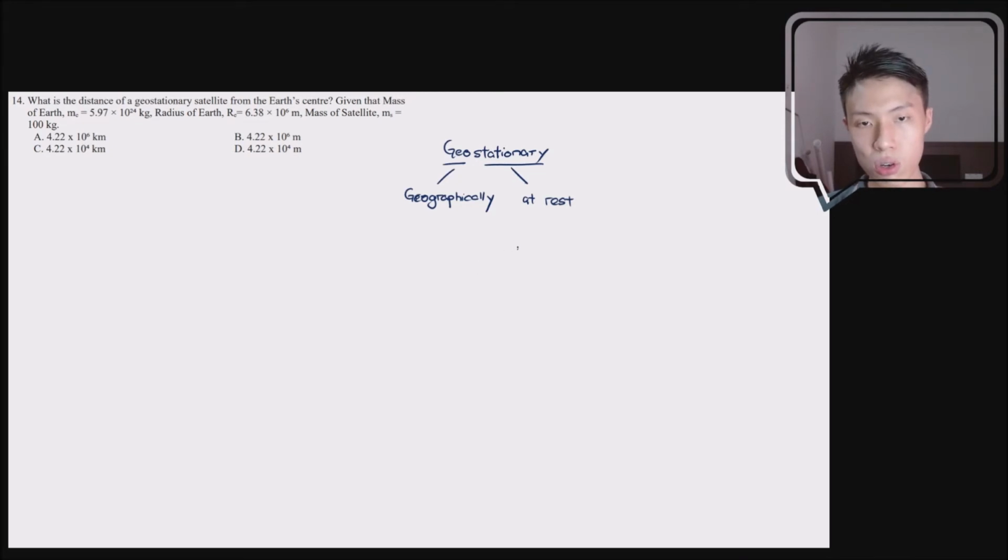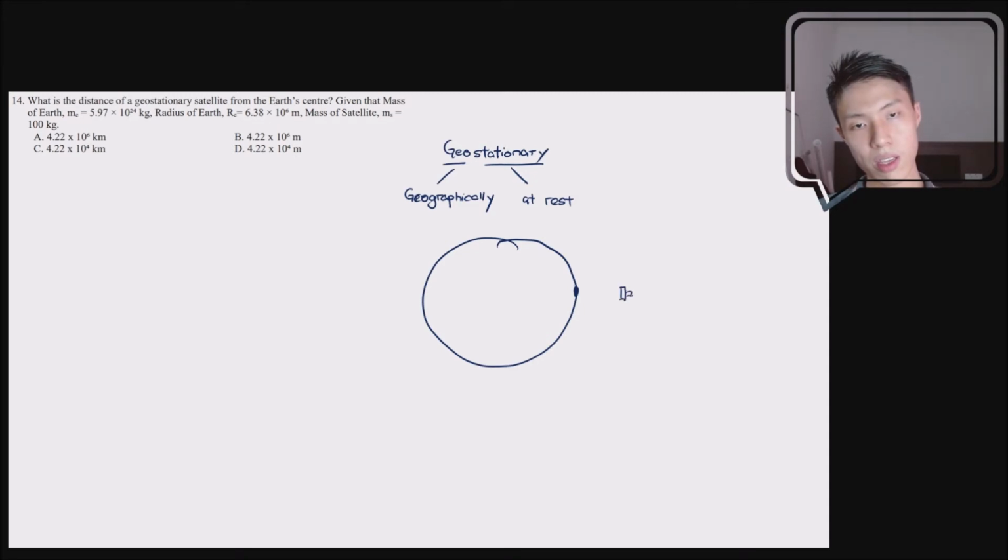So if we draw an Earth, let's say this is Malaysia. Malaysia, let's say, is over here. Then the satellite is up here. Let's assume the rotational axis is like this. So if the Earth happens to rotate, then Malaysia ends up over here at some later time, the satellite should also remain right above it.